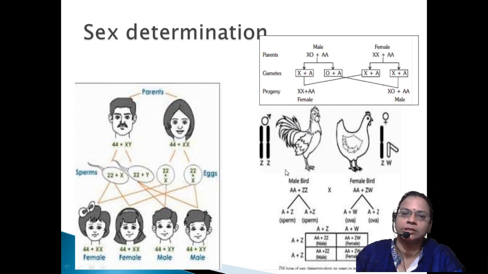This one is a typical example for female heterogamety. The female fowl, the hen, will produce two types of gametes. Either it can be Z bearing gamete or it can be W bearing gamete. Two types of ova, autosome plus W, autosome plus Z. Then males are homogametic, the same type of gamete, that is autosome plus Z bearing. When we cross it, you can find out that the sex is actually determined by the female.